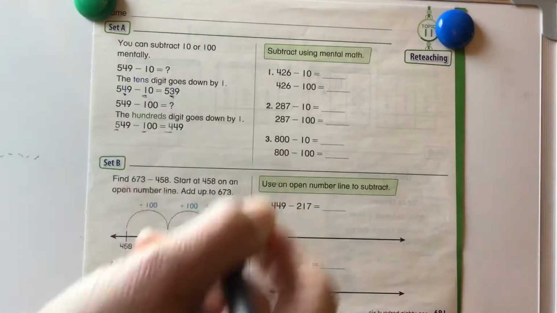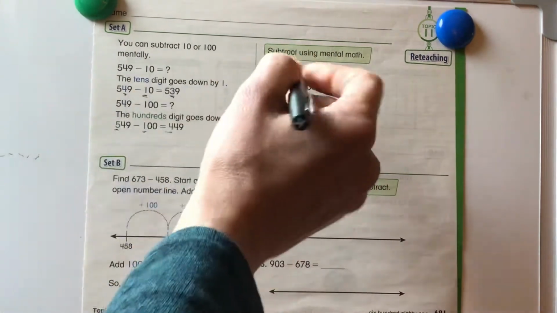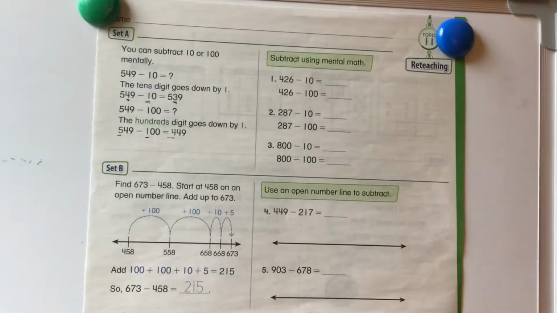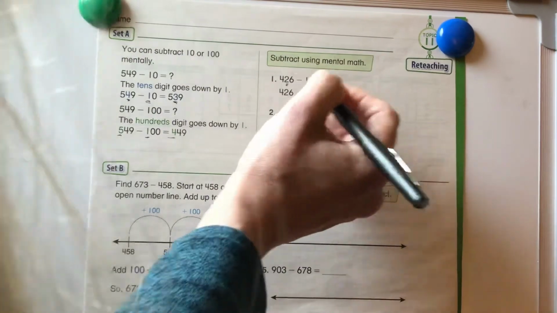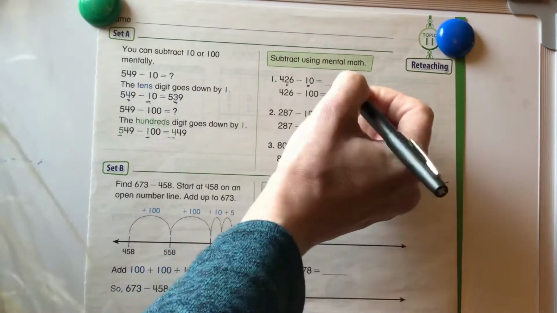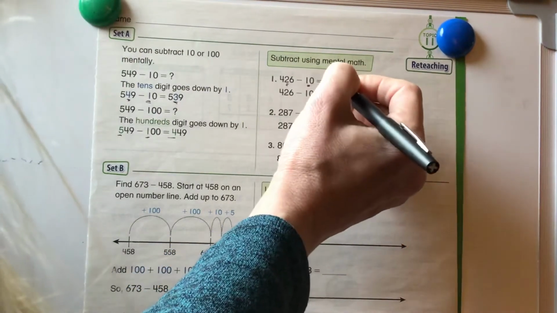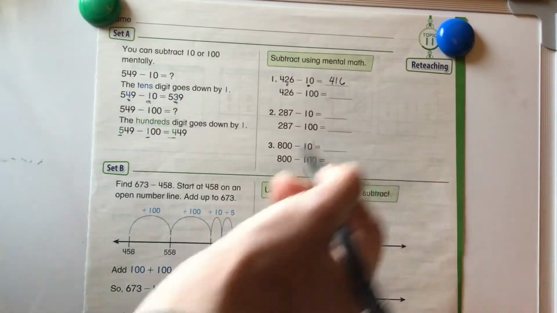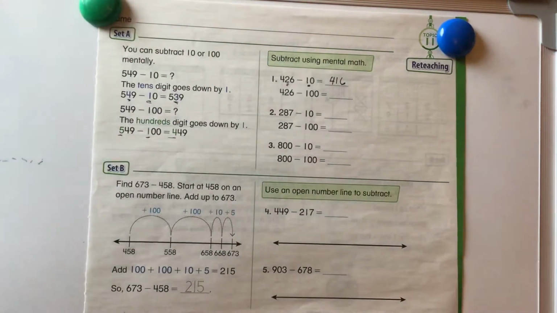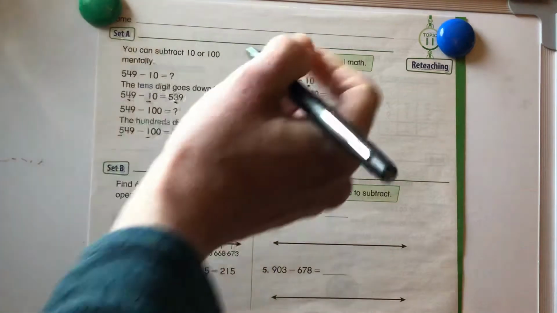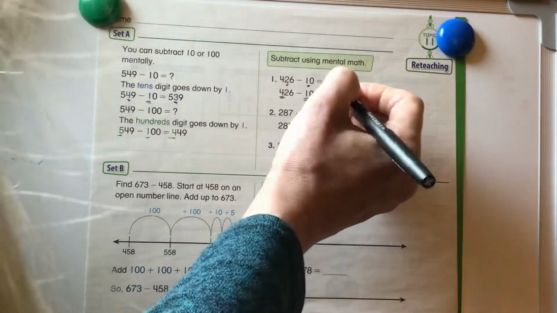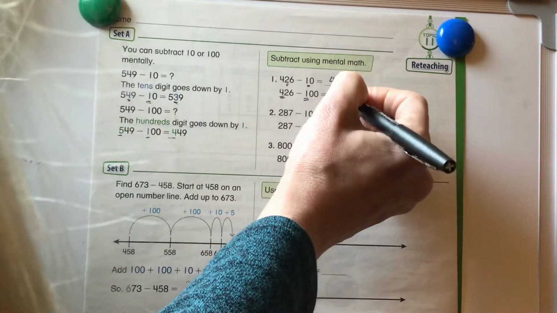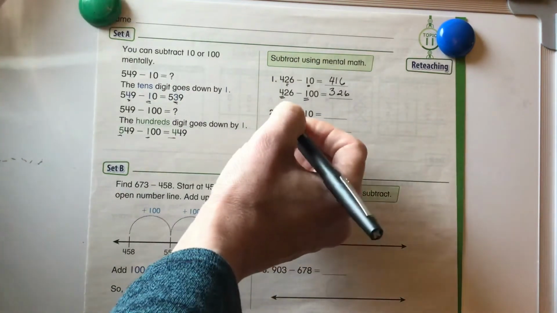So we're going to subtract using mental math. So 426 minus 10, we're doing the tens digits. So 2 minus 1 is 1. So we know that's going to be 416. When you subtract just by 10. Now when you subtract by hundreds, you've got 4 minus 1 is 3, so 326.